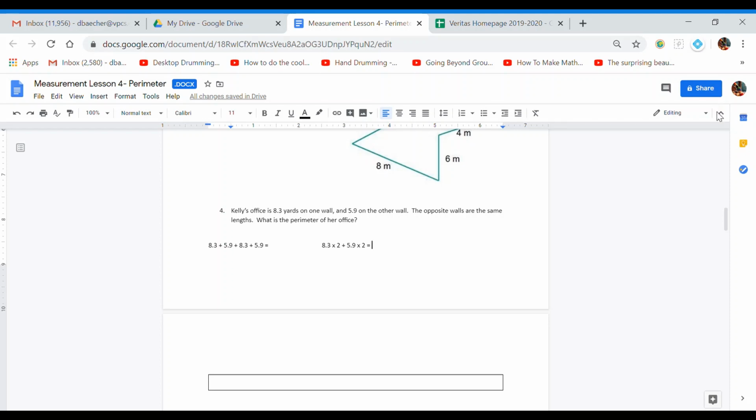I'm going to wrap it up. We've talked about perimeter, when it's used, and how to use it. We even got a song that's hopefully stuck in your head a little bit. Perimeter, perimeter, it goes all the way around. Perimeter, add up all the sides and the perimeter you've found.